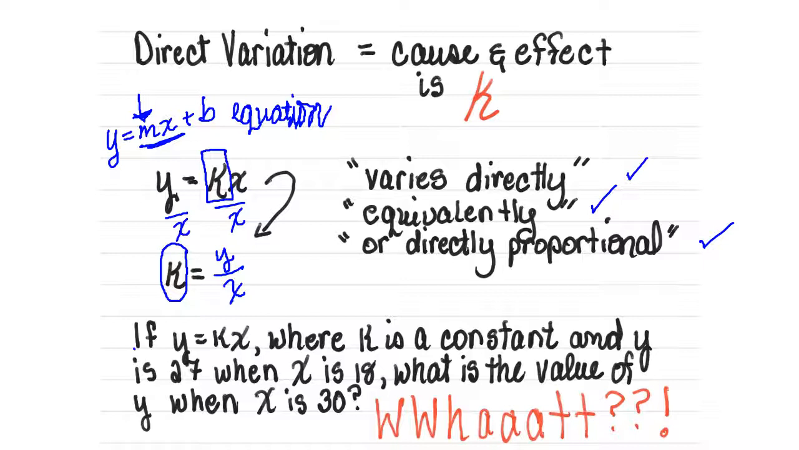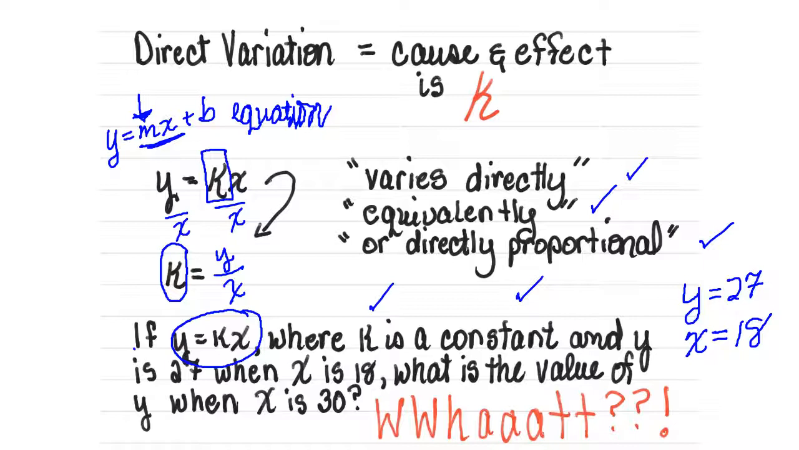So go piece by piece. First thing to recognize is that you've got a direct variation, that you've got a k, something constant inside here. And then it tells you k is constant and y is 27 and x is 18. What is the value of y when x is 30? So you're going to have to find a k value, a constant thing, because you have a new input. What would be your output? And you've got to figure out what kind of direct or constant variation you have between the two. So that's what we're going to do.